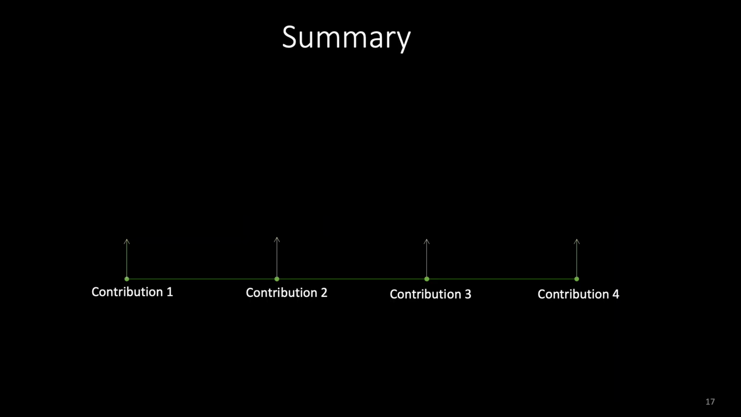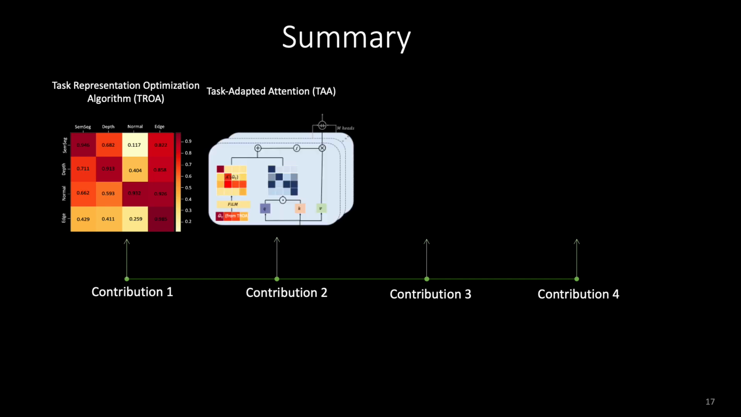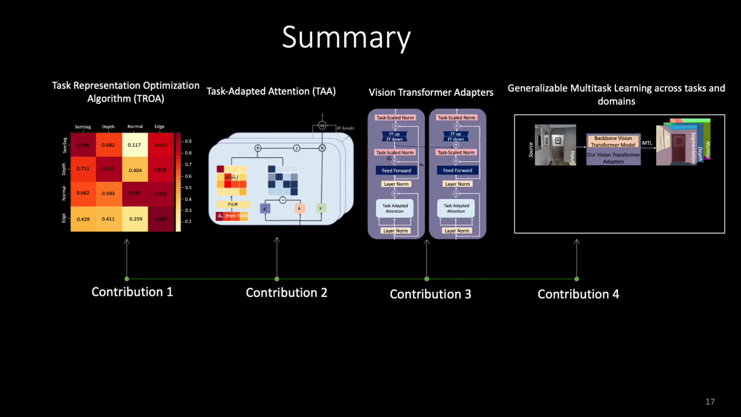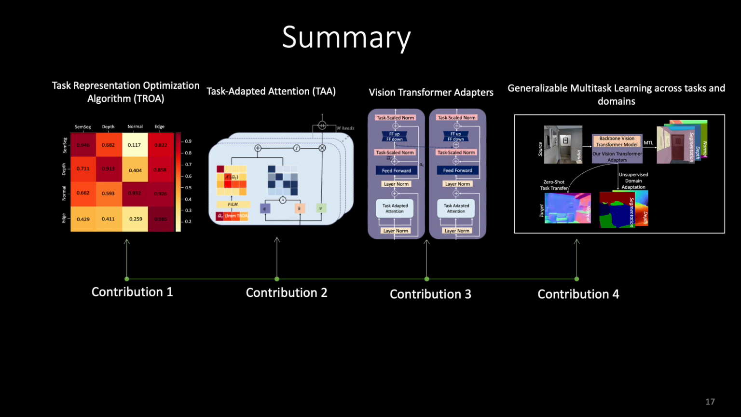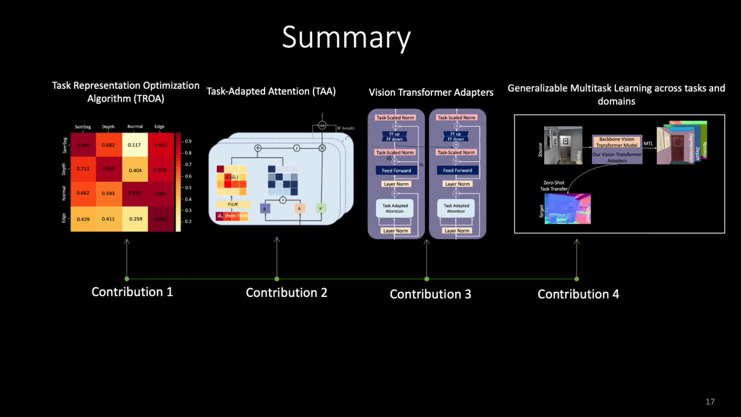In summary, our work consists of the following 4 contributions. We find the task affinities across a set of tasks which are seen to be transferable to other tasks and generalizable to novel domains. We then combine these generalizable task affinities and their representations with image-based attention to get the task-adapted attention, which attends to the image features specific to the tasks. We bring all these together in a parameter-efficient vision transformer adapter framework. We ultimately use our adapters across 4 settings, namely multitask learning, zero-shot task transfer, unsupervised domain adaptation, and domain generalization.